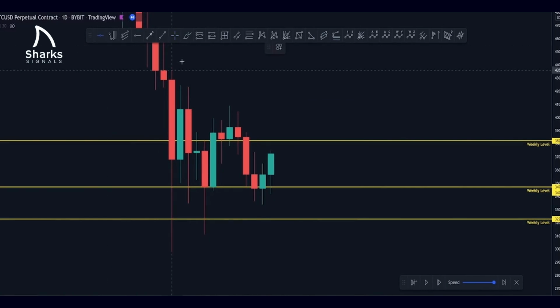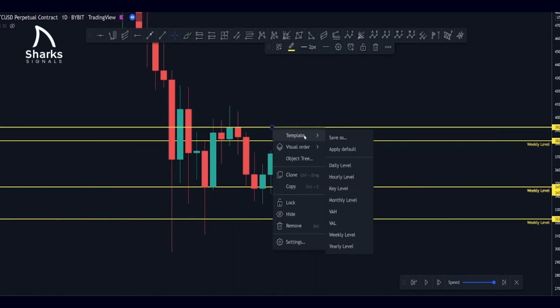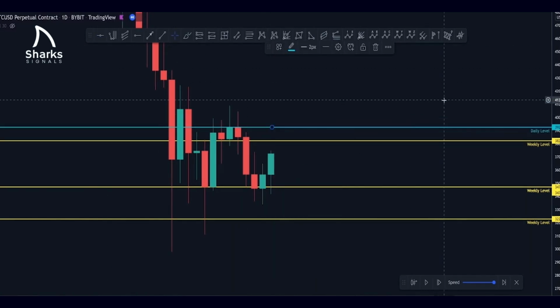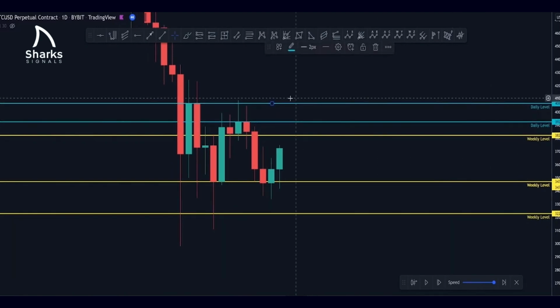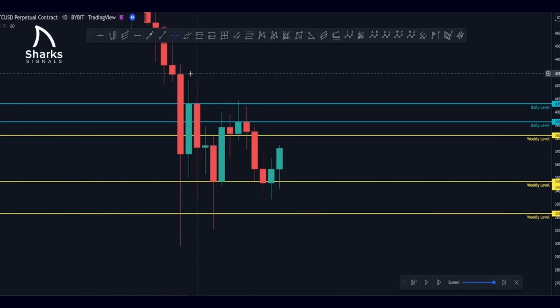Once again, using the horizontal line tool, we can begin to mark the levels. We apply the correct template for this time frame, in this case, the daily level, and we try to choose the most significant levels that can help us with our technical analysis. We can already determine here that this daily level at 40,622.5 acts as resistance here.